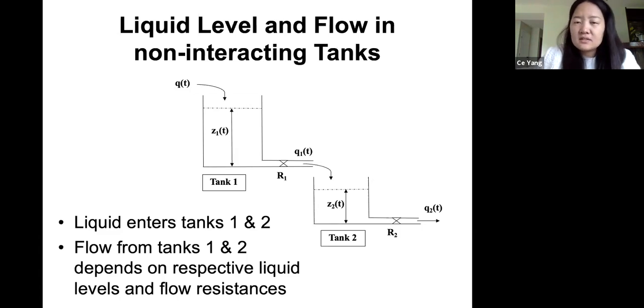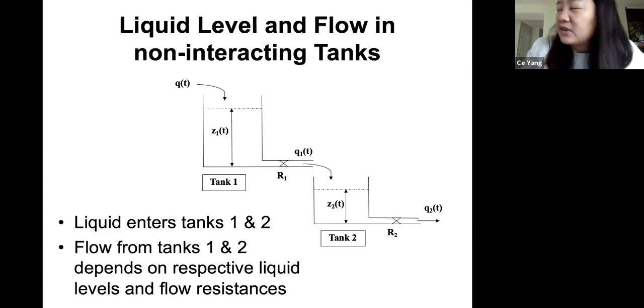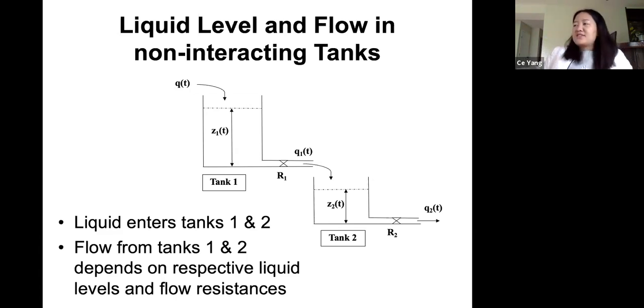In the typical liquid level and flow problem, we assume non-interacting tanks. Liquid enters tank 1 and then enters tank 2. The flow from tanks 1 and 2, Q(t), depends on the liquid levels in tanks, Z1(t) and Z2(t), and the flow resistances R1 and R2. Again, this will be one type of question that we work on in our later lectures.